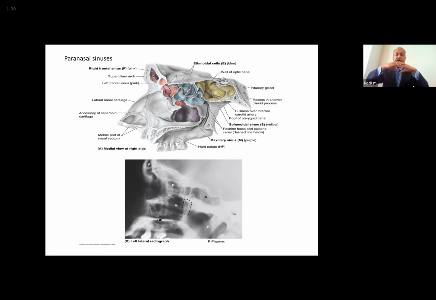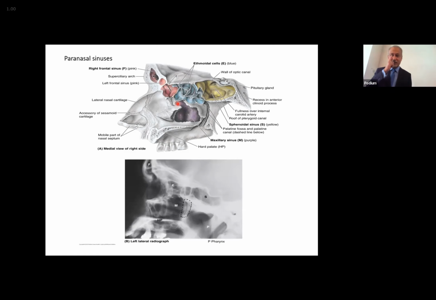Which one is easy to drain? Frontal is upside down, so hence it is easy for the fluid to come down with gravity, while the maxillary is difficult to drain. If you have a flu and if your right nostril is blocked, when you go to bed, which side do you sleep on? On the right side or on the left side?